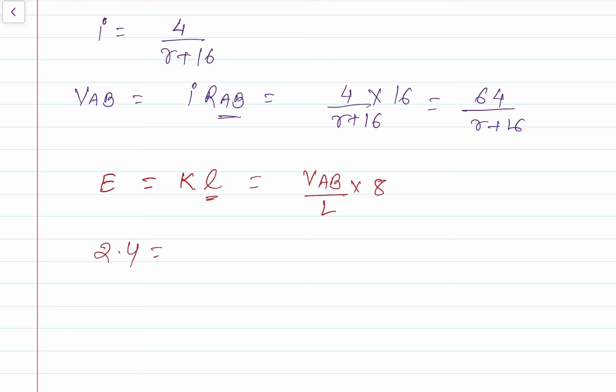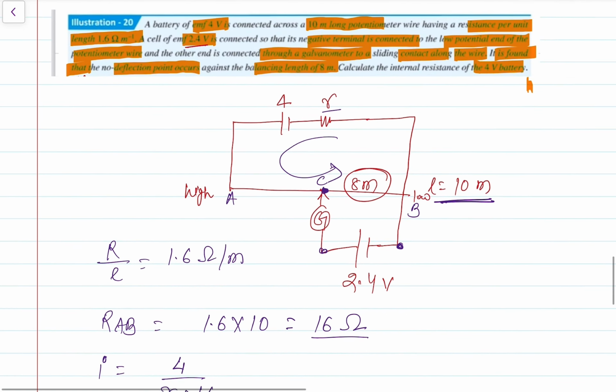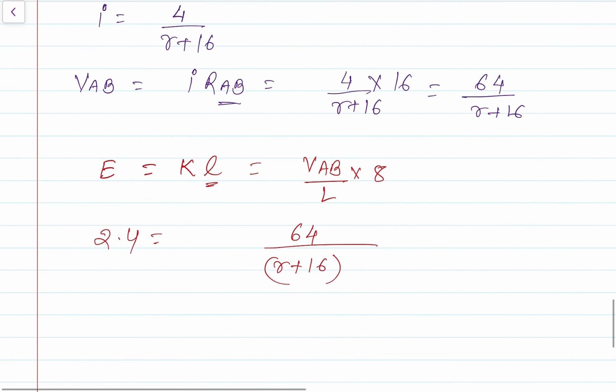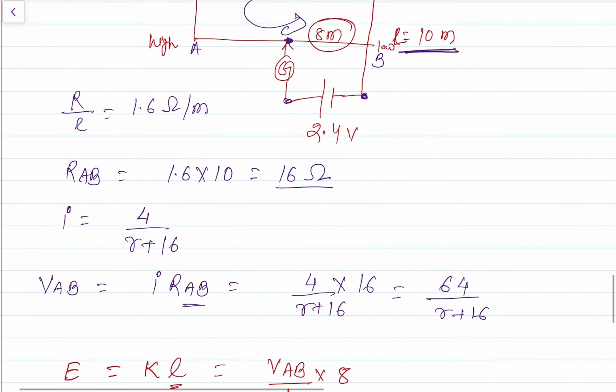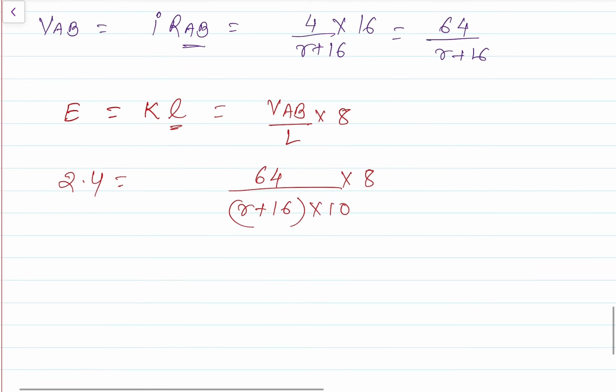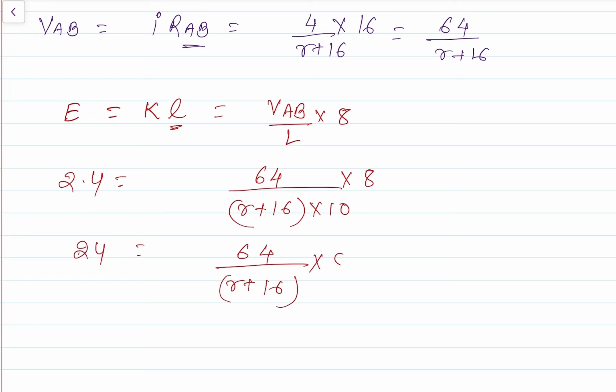Now VAB is 64 by R plus 16, right? And now length of the potentiometer wire is given, total length is given 10 meter. So divided by 10 into 8. Now cross multiply 10 this side. So it will be equal to 24 is equal to 64 by R plus 16 into 8.